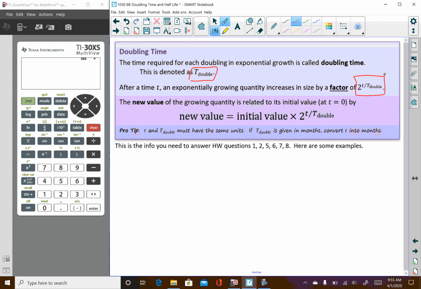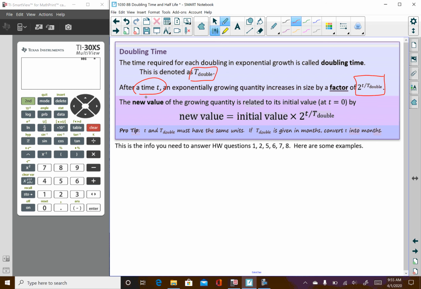And then if you want to calculate the new amount or the new value of whatever is growing, you can use this equation. The new value is equal to the initial value multiplied by that growth factor. Just one word of caution: the time units must be the same between the two times. So if your doubling time is in months, you have to use the given time in months as well, or if it's in hours, they both need to be in hours. So you may have to do a little bit of time conversions with this.